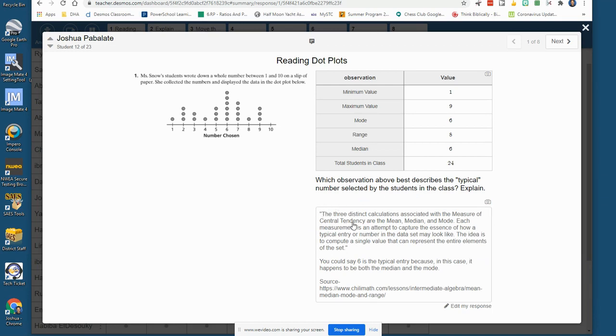So here we go. The 3 distinct calculations associated with the measure of central tendency are the mean, median, and mode. Each measurement is an attempt to capture the essence of how a typical entry or number in the data set may look like. The idea is to compute a single value that can represent the entire elements of the set. All right. In this case, you could say 6 is the typical entry because it happens to be both the median and the mode.